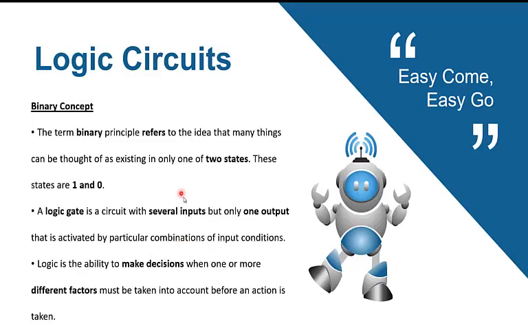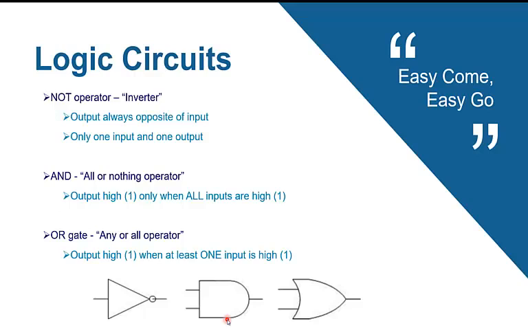For example, if we have two inputs, and the logic gate is AND, both inputs should be on in order to activate the output, and so on. Logic is the ability to make decisions when one or more different factors must be taken into account before an action is taken. Here we are going to talk about three major or basic logic circuits, NOT, AND, and OR.